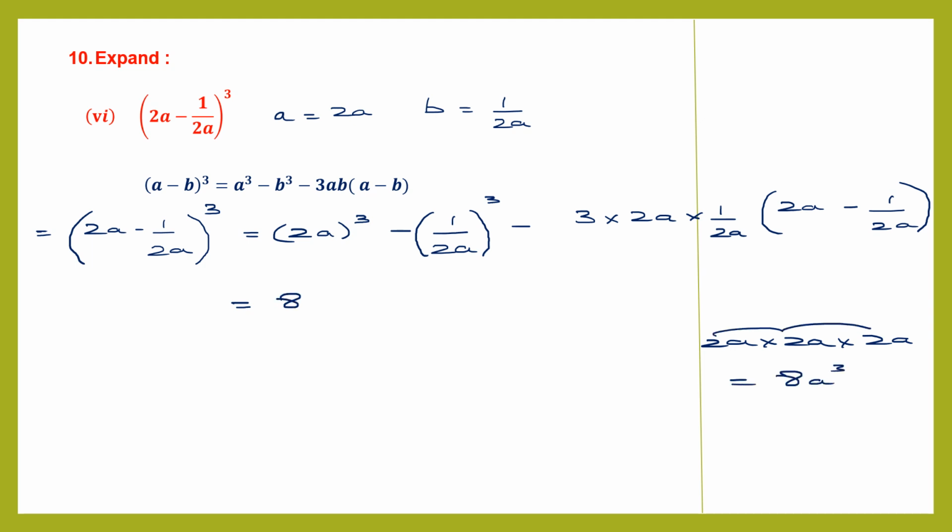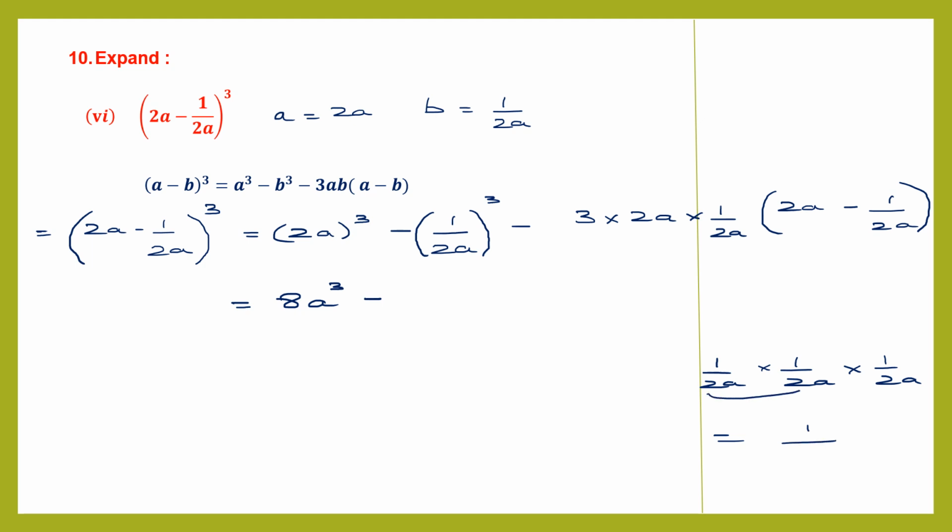So let's write it: 8 to the power of 3 minus 1 by 2a to the power of 3. So that is 1 by 2a into 1 by 2a into 1 by 2a. Here the numerator is 1, the denominator: 2 2s are 4, 4 2s are 8, and a cube. So this is 1 by 8a cube minus, now we have to do this. So that is 3 into 2a into 2a. Now we can cancel 2a and 2a.